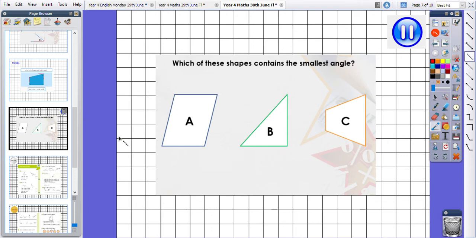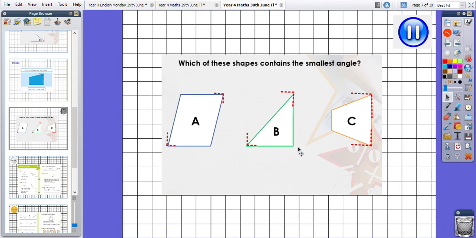Okay, so I'm going to identify my acute angles to start off because I want the smallest angle. So this is an acute angle. And here's another acute angle. Another acute angle. One more. And we have one here. And one here.